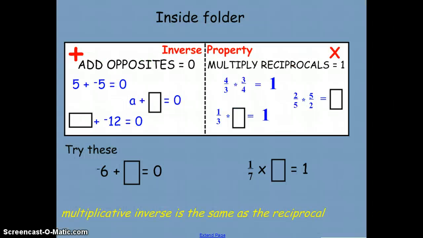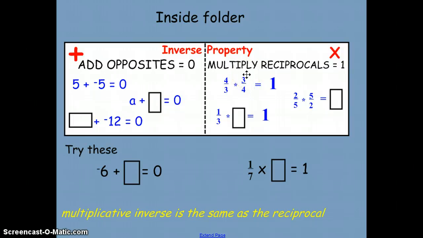Now let's move on. Here we have our inverse property. Now the inverse property for addition, you add the opposites and it will equal 0. So 5 plus negative 5 equals 0. A plus what? Yeah, negative A equals 0. And 12 plus negative 12 equals 0. You can give this one a try and add it as your 4th problem inside your foldable.